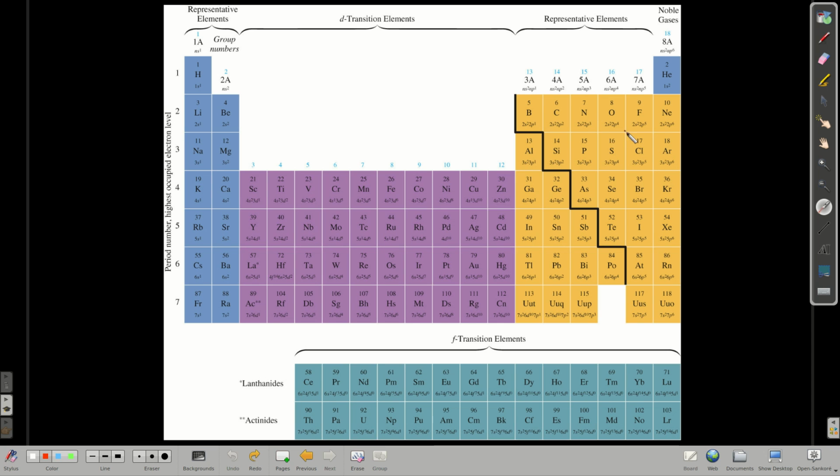Now, in the transition elements, you have to look at the electron configuration, but for the most part, except for the exceptions that we talked about, chromium, molybdenum, copper, silver, gold, transition elements have 2 valence electrons. Why? Well, let's look at that. Let's pick one. Let's say manganese, okay? Let's pick manganese.